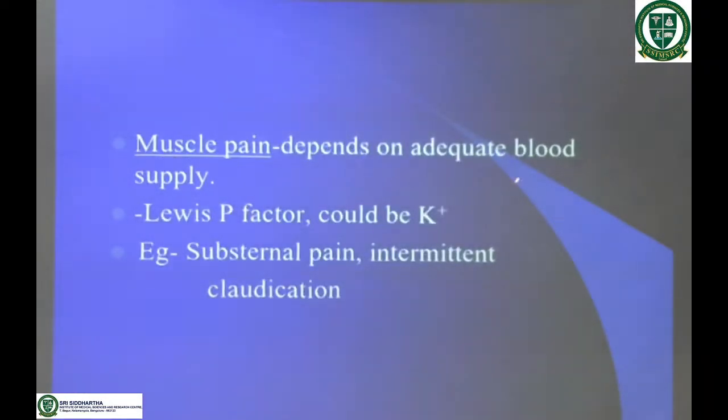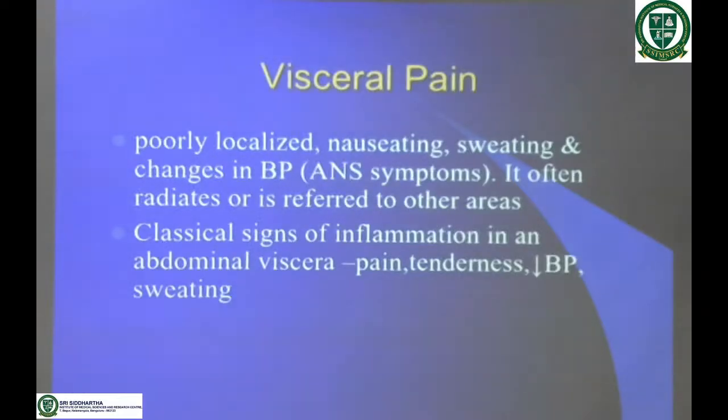Then muscle pain depends on adequate blood supply. The factors which cause muscle pain are Lewis P factor along with potassium. Examples for this are substernal pain and intermittent claudication. Then visceral pain is poorly localized and causes nausea, sweating and changes in BP. These are all autonomic nervous system symptoms. It often radiates or is referred to other areas. The classical signs of inflammation are pain, tenderness and a decrease in the blood pressure and sweating.